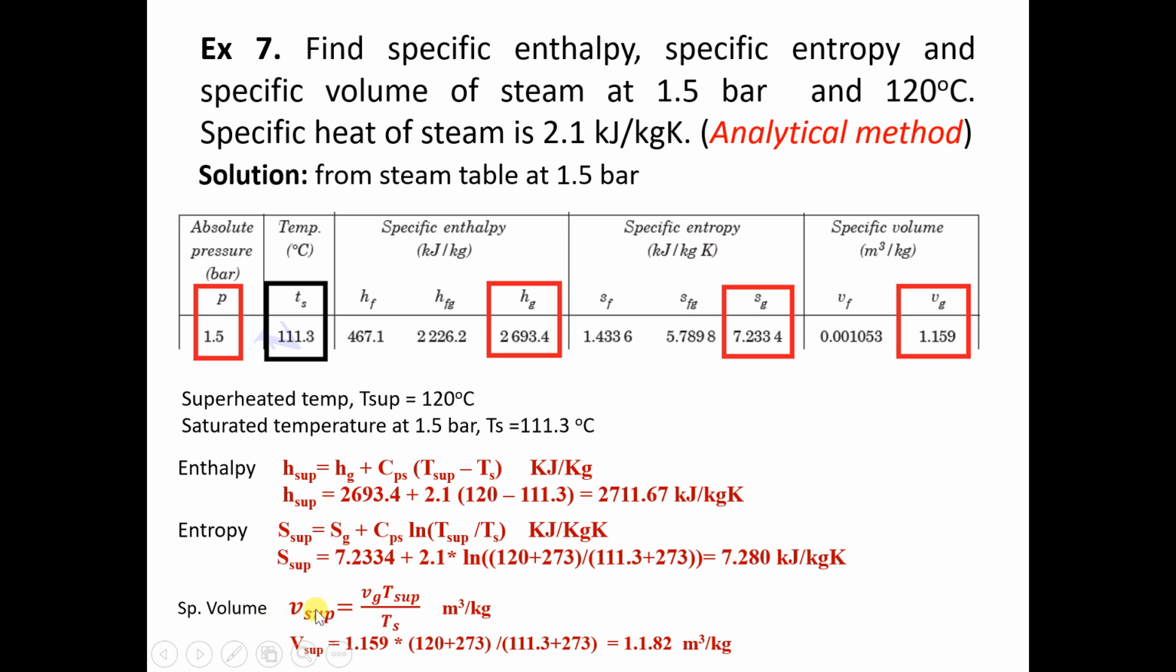Specific volume is v_sup is equal to vg times T_sup upon T_sat. vg is 1.159. T_sup is equal to 120 plus 273, that is in Kelvin, upon T_sat 111.3 plus 273, which is equal to 1.182 meter cube per kg. This is not 1.1, it is 1.182. By mistake it is written as 1.1.82.